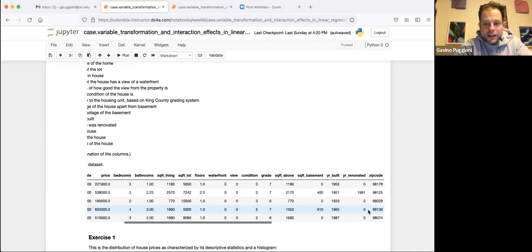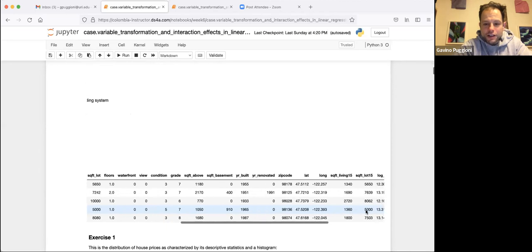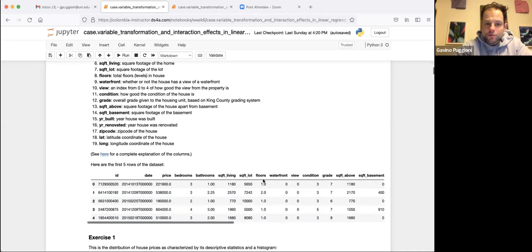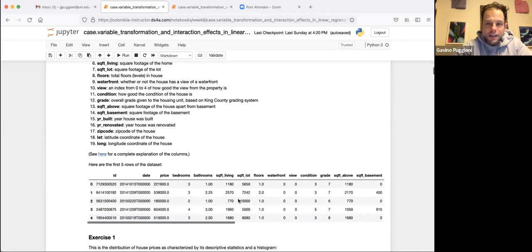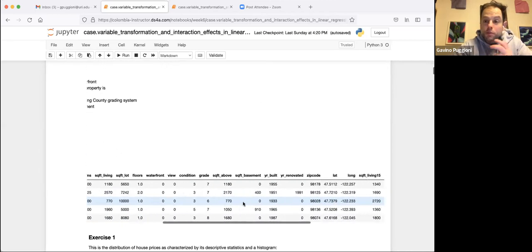Now, there are other variables, including the year that the house was built. Notice that here we have houses that were built very old, 1933. This one is newer, 1987. And then there is another column that is called year renovated. And probably here it is talking about a major renovation that the house had to go through.